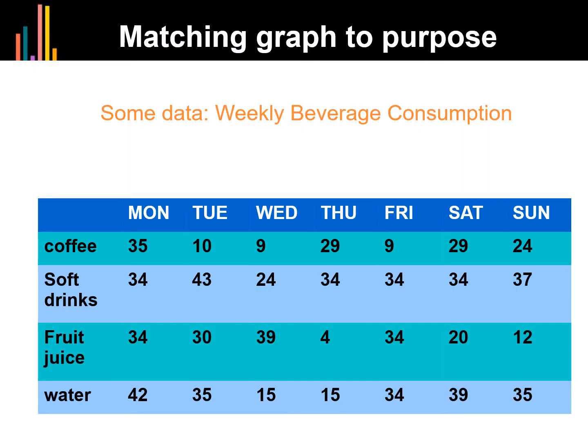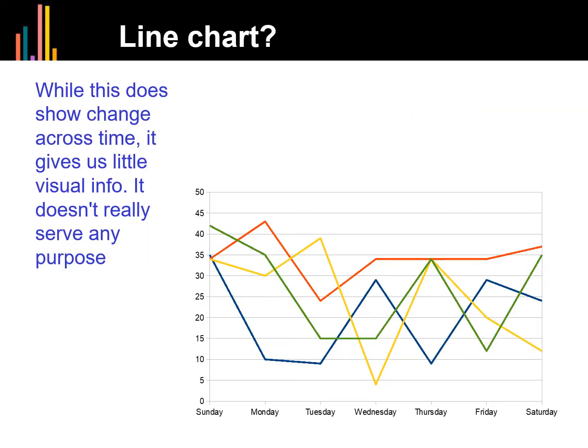Okay, so the next thing to understand is matching your graph to your purpose. So you want to think about the different kinds of data displays and which one you want to choose for the data that you have. So I just made up some data. Weekly beverage consumption. This is in ounces, by the way. So I picked 4 different beverages, threw some numbers in a chart, and threw it into Word. Let's see what it came up with.